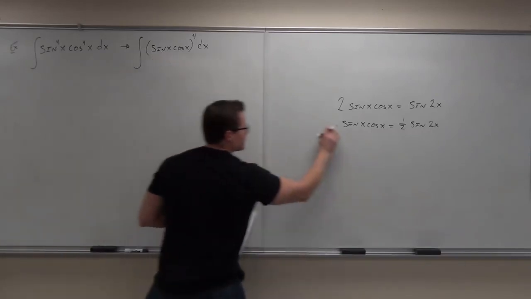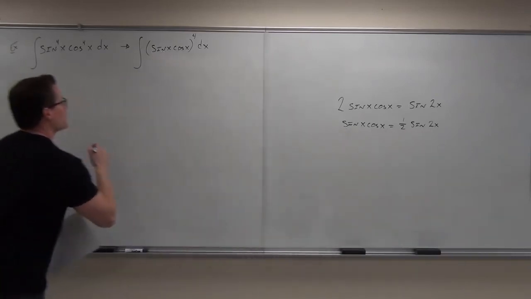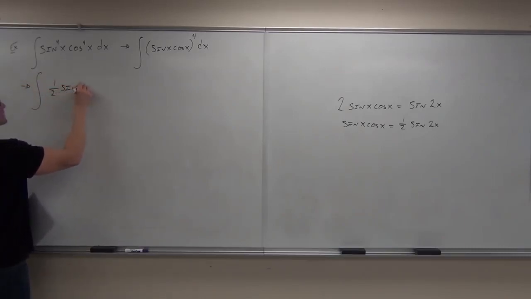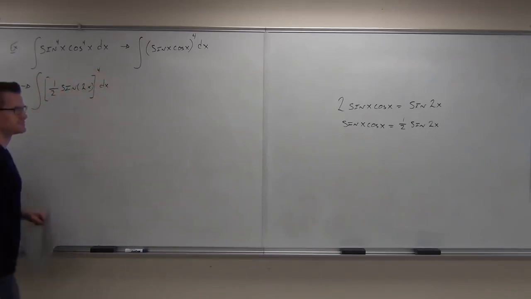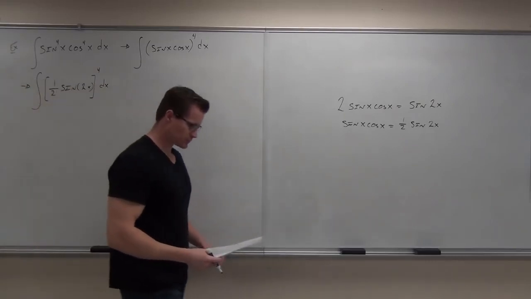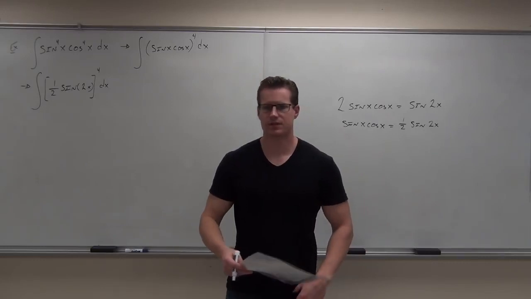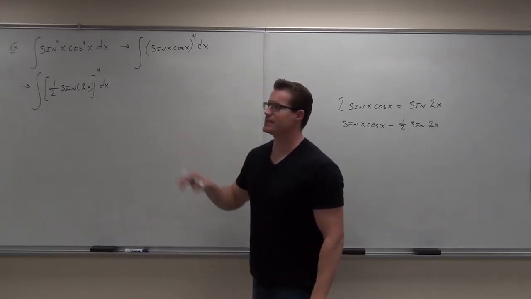Then this piece is 1/2 sine 2x. So our integral is the integral of 1/2 sine 2x, all to the 4th power, dx. Y'all still okay? You sure? Let's keep on moving. What's the next thing that I need to take care of?